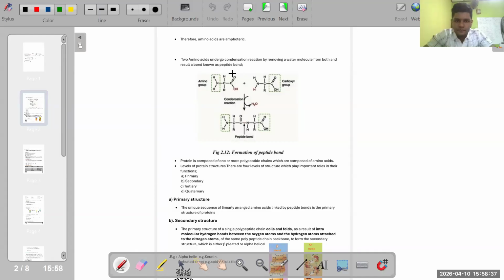Clear? First, it should link, right? Just by having a single amino acid, we can't form a complete protein. We should join them with other amino acids, 20 amino acids, to form a protein. Is that clear? Yes or no? Yes, very good.